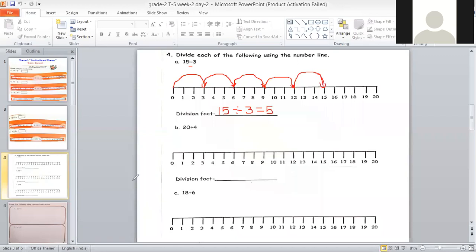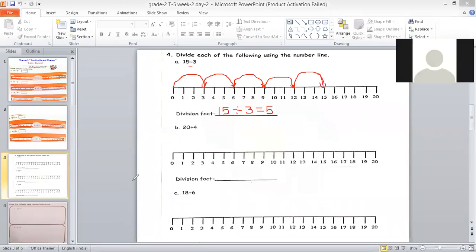Okay. Aditya Ram, please read the second question. 20 divided by 4. Very good. So after the division symbol, what is the number?